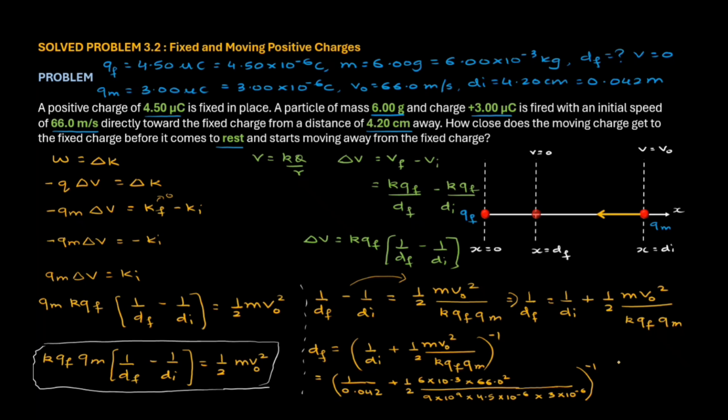And when you solve this, you get the final position to be equal to 0.007605 meter, or you can write this as 0.761 centimeter. So this is the position at which the moving charge will come to a stop before moving in the opposite direction.